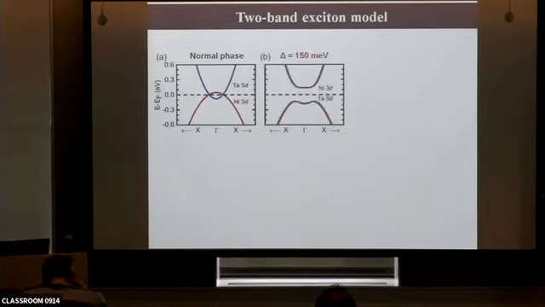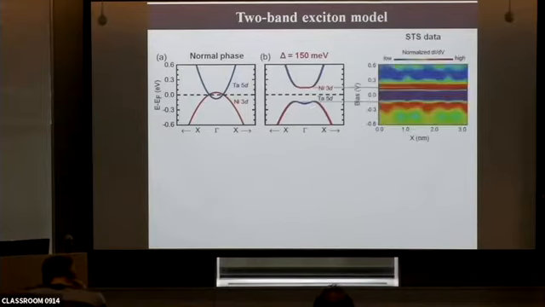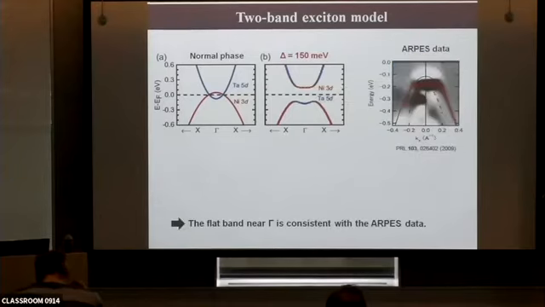When we introduce the excitonic interaction in the normal phase and set the order parameter as 150 meV, the resulting band dispersion looks like this. It shows a clear band gap. When you compare to the STS measurement, the gap size matches. Also, when you compare to the ARPES measurement, the observed flat band is also captured in the excitonic model calculation.